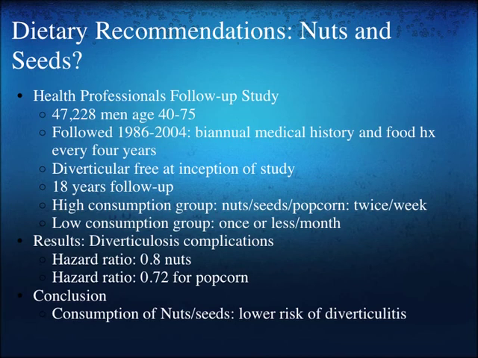They were followed for up to 18 years. They had a food history taken every 4 years. They had no diverticular disease at the beginning of the study. And they were divided ultimately into two groups, a high nuts and seeds intake and a low consumption group. And lo and behold, when they looked at the intake, they found that those that ate nuts and popcorn had a lower risk of diverticulosis complications than those that abstained. And the conclusion of the study was that consumption of nuts and seeds not only was not harmful, but lowered the risks of diverticulitis.